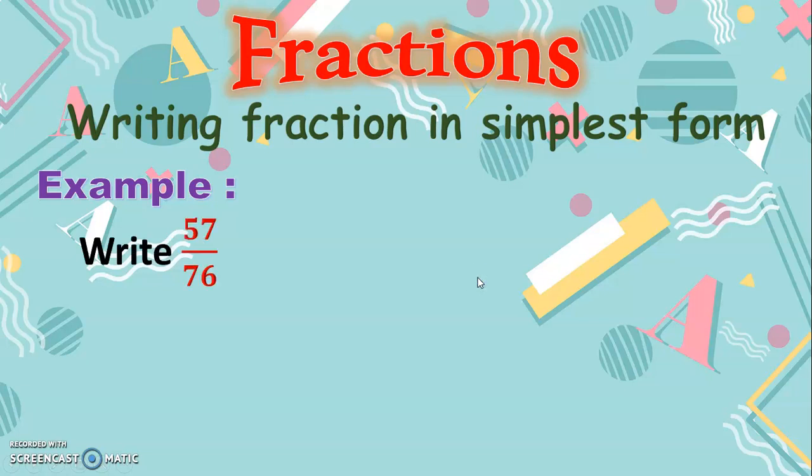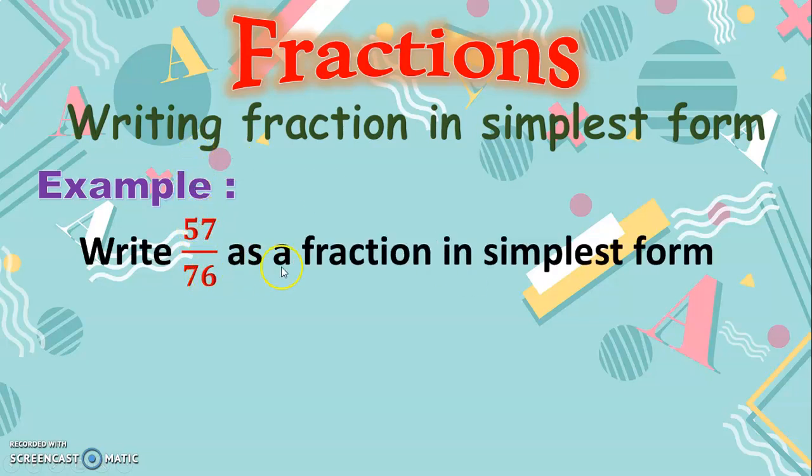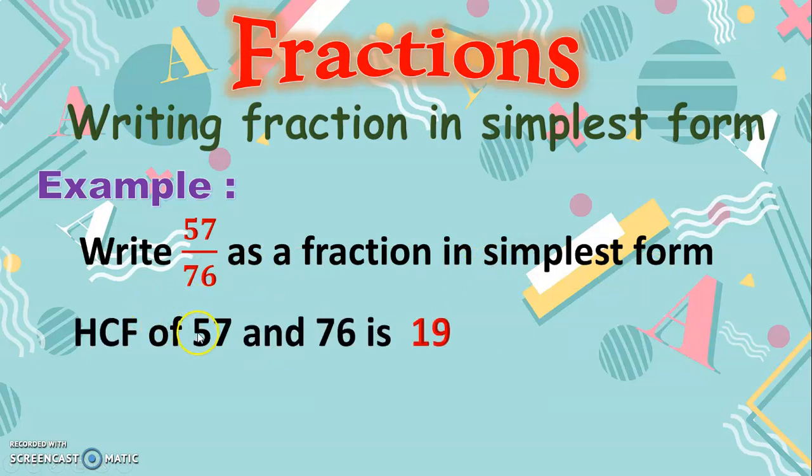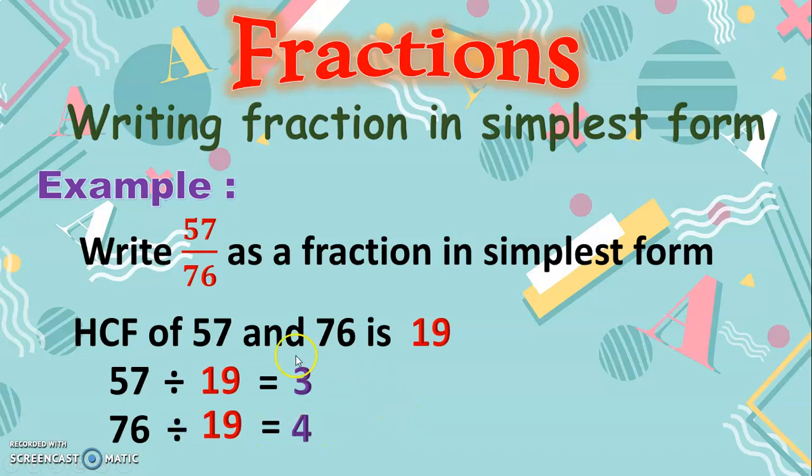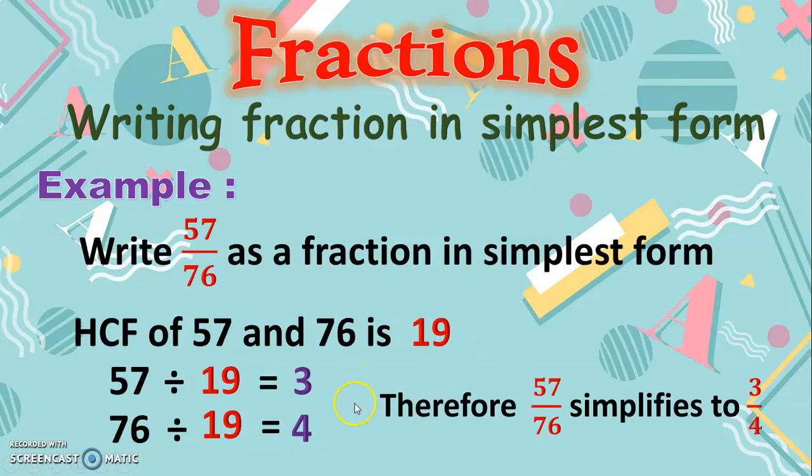One last one. Write 57 over 76 as a fraction in simplest form. The highest common factor of 57 and 76 is 19. Again, let us divide. 57 divided by 19 is equal to 3. Next, 76 divided by 19 is equal to 4. In other words, the simplest form of 57 over 76 is 3 over 4.